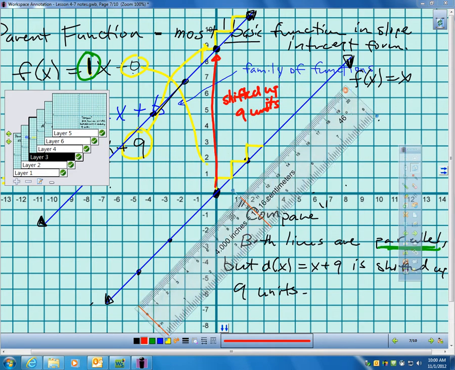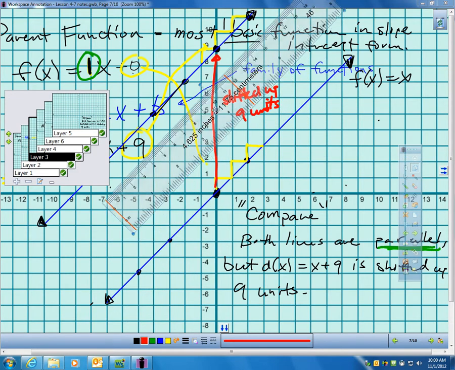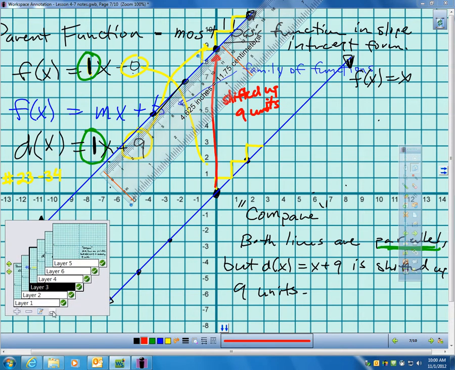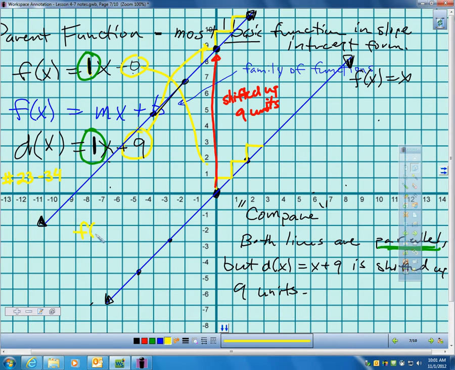Okay, I took this line, which is here. There's the parent function. Can you see if I just take that edge and move it up 9 units, there's my new line. So that's how I can compare the parent function. Let me get rid of the ruler. That's how I can compare the parent function, which again was f of x equals x, to the function d of x equals x plus 9.